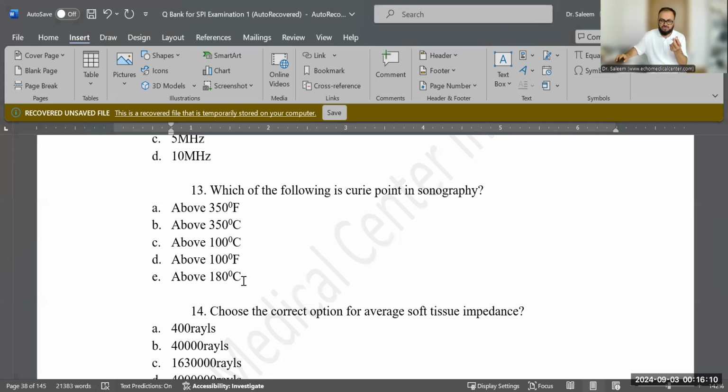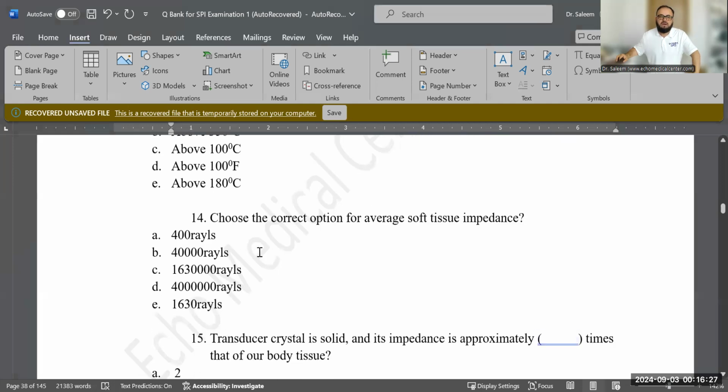If we put transducer or crystal or that active element in a heat above that 350 Celsius, then after that, it's just a stone. You will not have that property to convert electricity to the sound and sound to the electricity. Absolutely correct. Let's do the next one. Now, choose the correct option for average soft tissue impedance. Impedance is resistance, because sound also has a resistance in front of it, which it cannot go through. So against the sound is resistance.